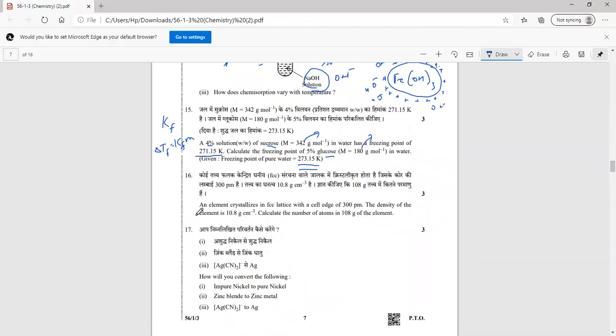Next is, an element crystallizes in FCC. That means its number of atoms will be equal to 4. Edge length is given. That means it is 300 into 10 to the power minus 12 meter, or minus 10 centimeter. The density is given. So we have to find out the number of atoms in 108 gram of the element.